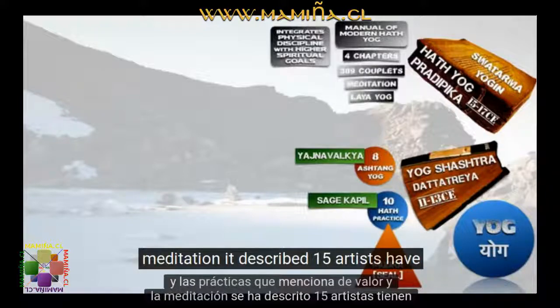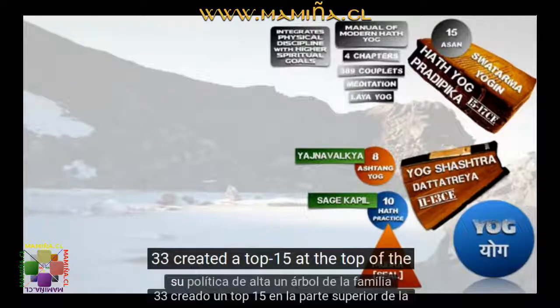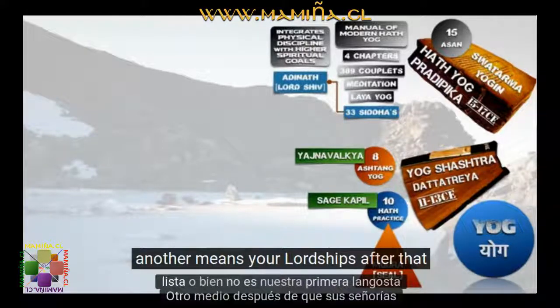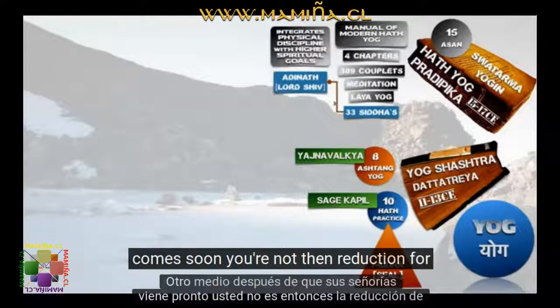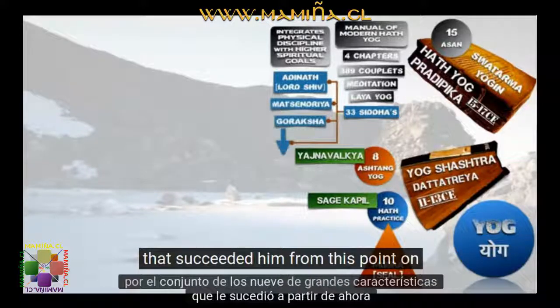It describes 15 asanas. Hatha Yoga Pradipika enlists a family tree of 33 greatest Hatha Yogis or Siddhas. At the top of the list is Adinath or first master, another name for Lord Shiv. After that comes Matsendranath, then Gorakshanath, followed by a whole lineup of great teachers that succeeded him.